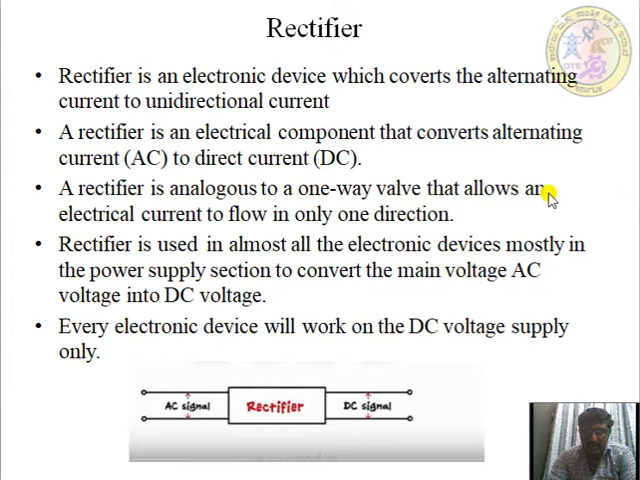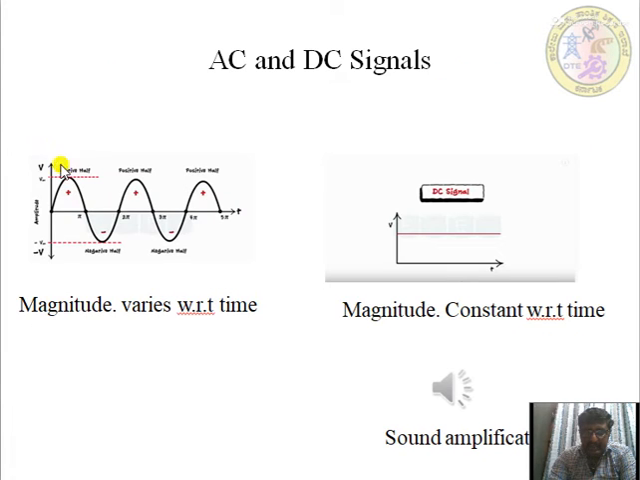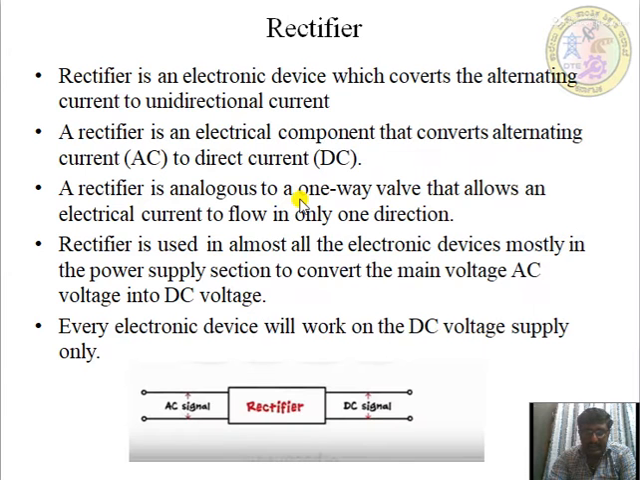Now, the definition of a rectifier. A rectifier is an electronic device which converts alternating current to unidirectional current, flowing only in one direction. It can also be defined as an electrical component that converts alternating current AC to direct current DC. Or, a rectifier is analogous to a one way valve that allows an electrical current to flow in only one direction. All these three statements remain the same: it converts from AC to DC, in only one direction.